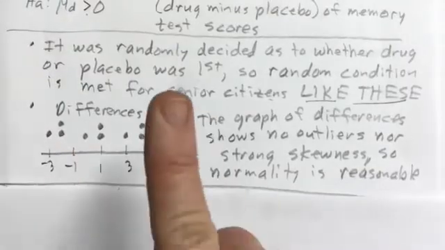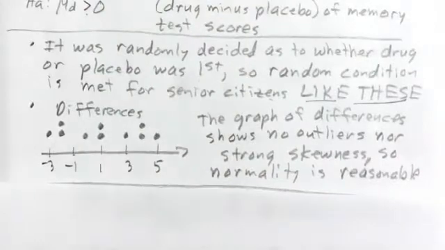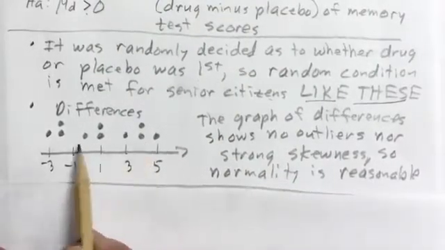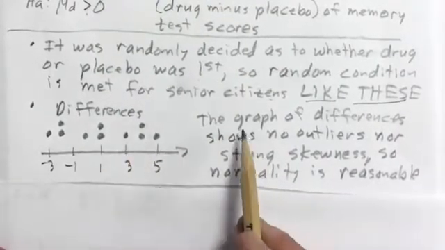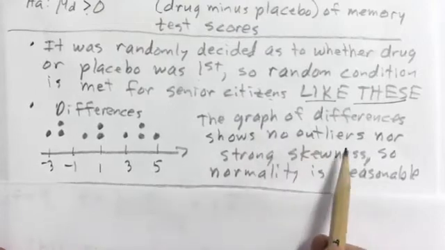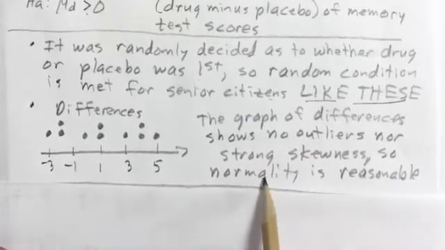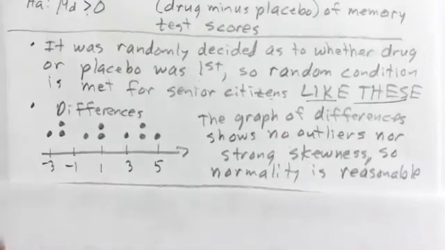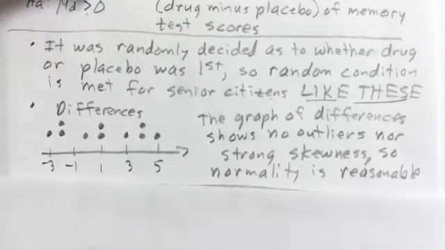All right, so then normality. Is our sample size bigger than 30? No. Does it say anywhere up there that things vary normally? No. So therefore, we graph all the differences. I just made a dot plot here. The graph of the differences shows no outliers and no strong skewness, so normality is reasonable.